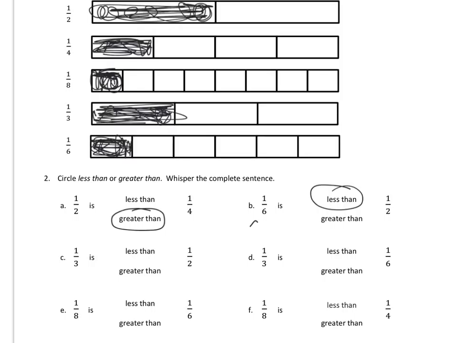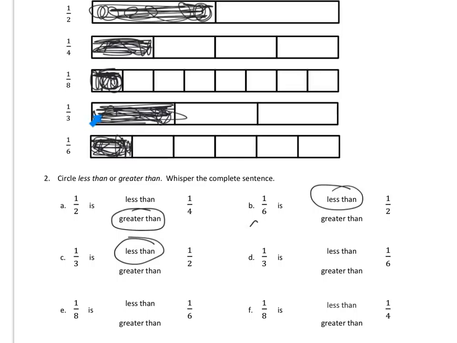If we look at number C, we're looking at 1/3 is less than or greater than 1/2. Come on up here to 1/3. Is it less, which means smaller than 1/2, or is this bigger than 1/2? And we would say 1/3 is smaller, so 1/3 is less than 1/2. And then I'm going to do D with you, and I'm going to see if you can do E and F on your own. Okay, D reads 1/3 is less than or greater than 1/6.